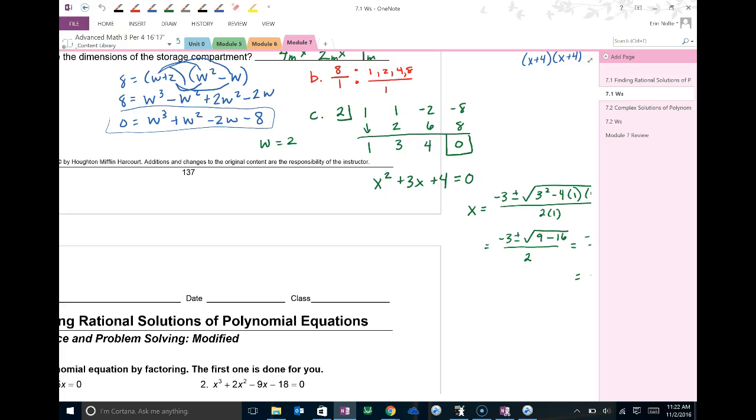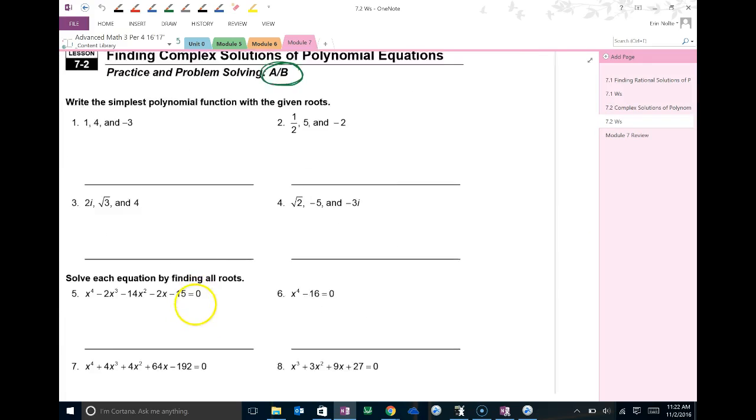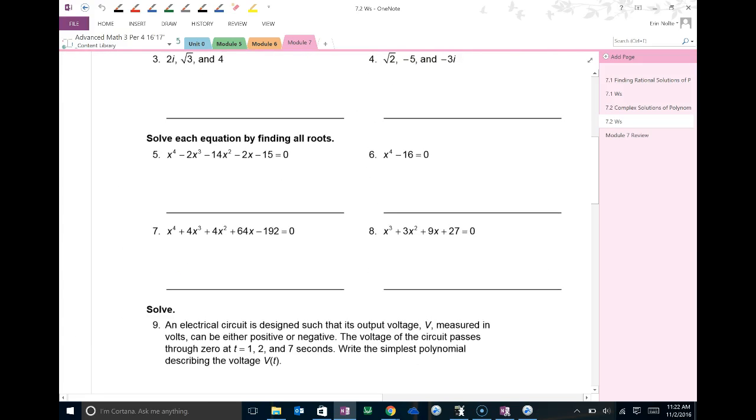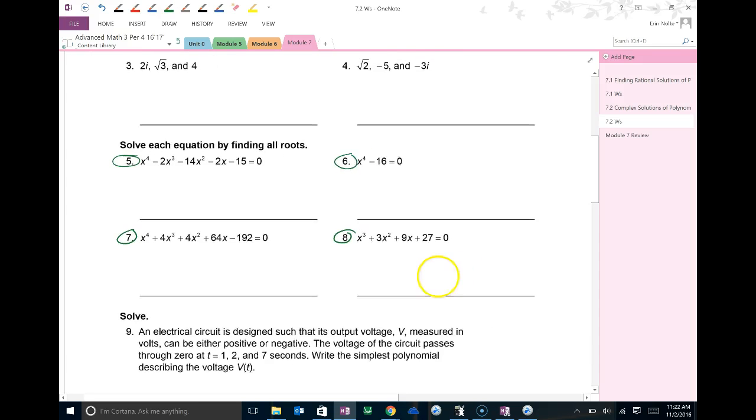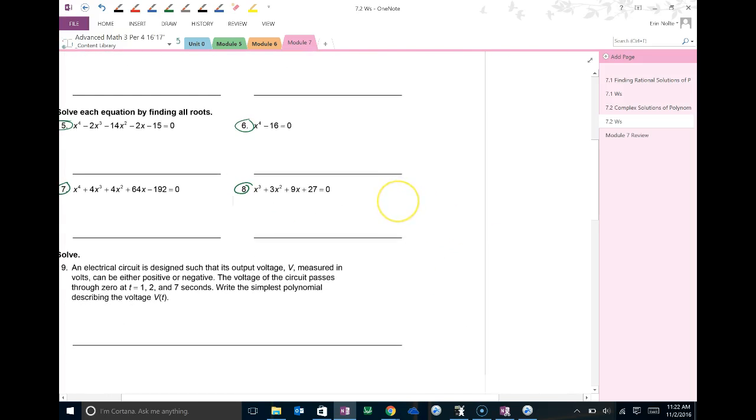Okay, so what I want you to do on the 7-2 worksheet is 5, 6, 7, and 8 on the AB side. I'm going to do number 5 with you and make sure we got this, and then I'll give you the last 3 to do on your own. You might need a separate sheet of paper to show your work, by the way.